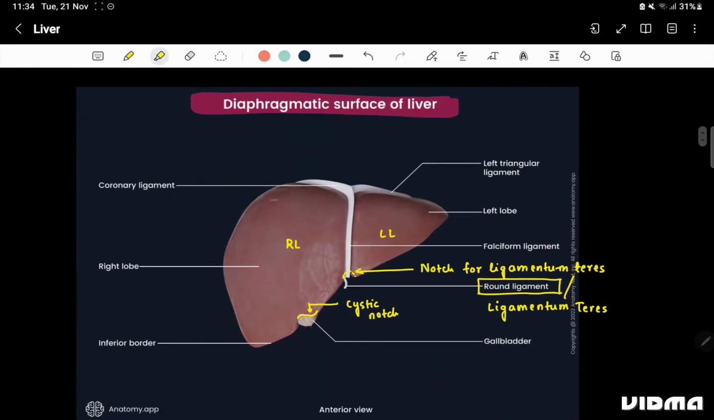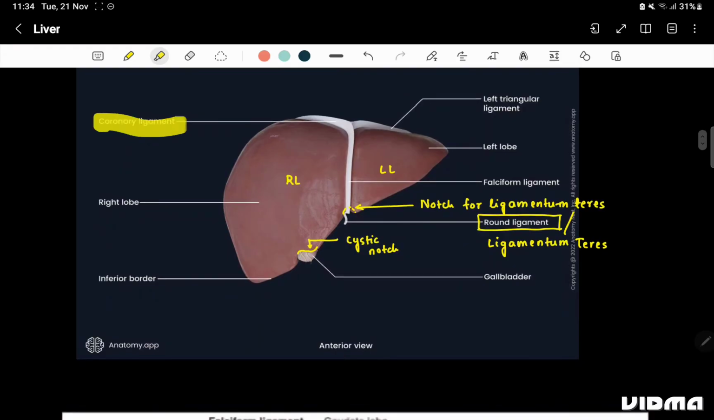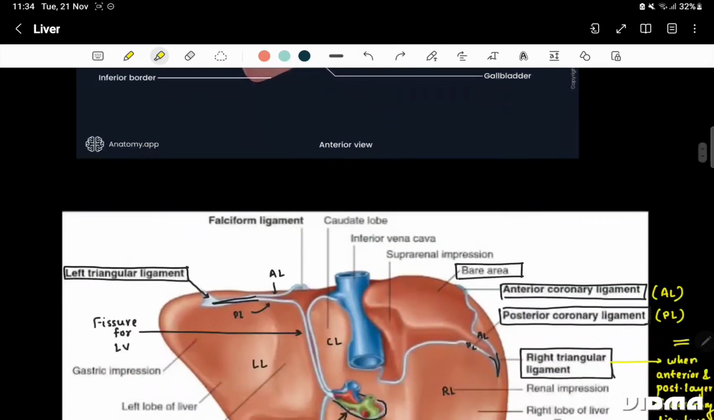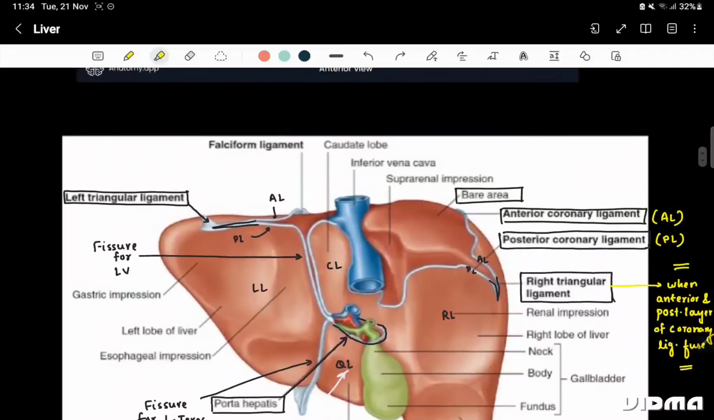So this is the diaphragmatic surface of the liver which you are seeing. Here you can see the coronary ligaments also. This is the coronary ligament, and this is the left triangular ligament. Then this is the falciform ligament, and it extends posteriorly to form a round ligament, that is the ligamentum teres. We have a cystic notch present like this, and these are your right lobe and left lobe. So you can well appreciate the diagram. It is very easy.